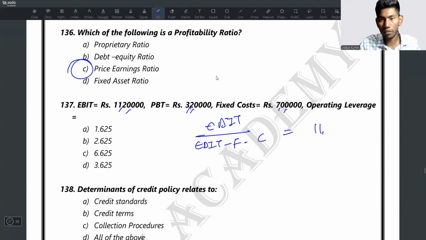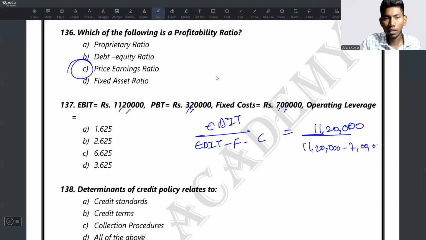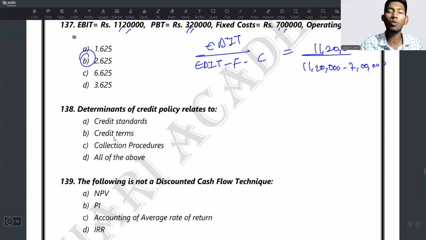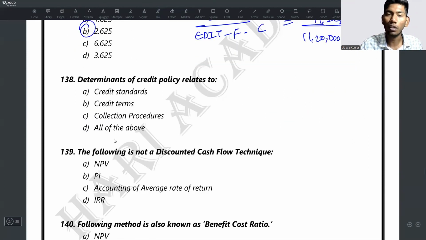We substitute the values here: 11 lakh 20 divided by 11 lakh 20 minus 7 lakh. If you substitute the values in the formula, you will get the answer, which is approximately 2.67. Determinants of credit policy relate to what? Option A, credit standards, credit terms, collection. Yes, all of the above.